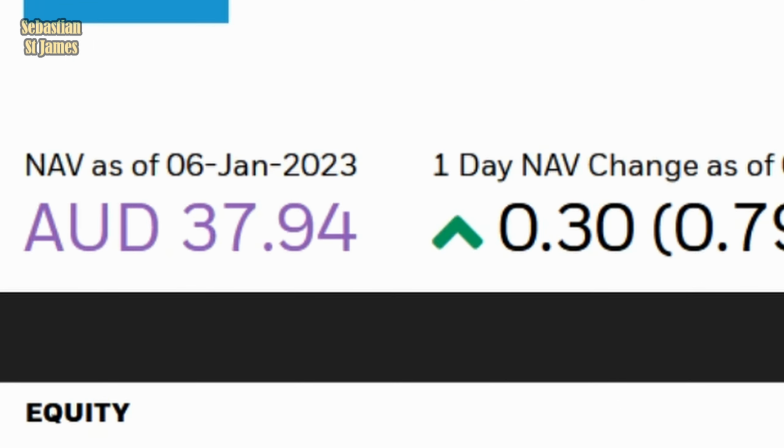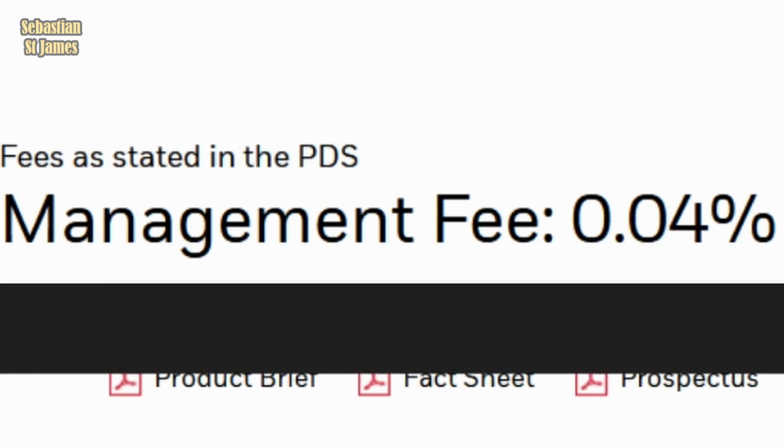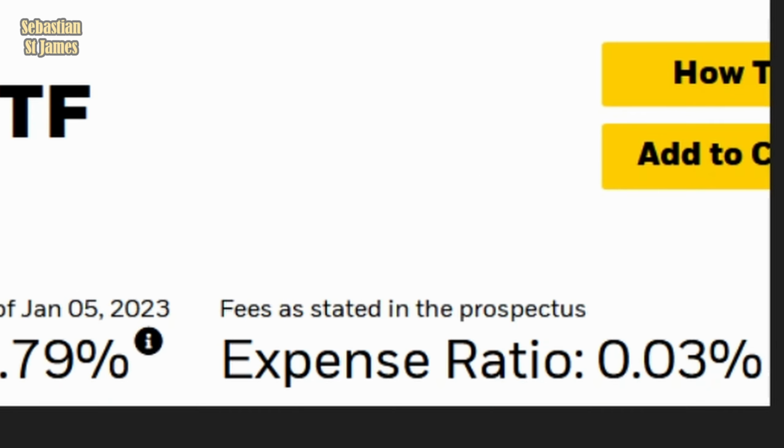The top one is Australian dollars, 37.94. The bottom one, we don't know. It's a mystery. It just says $389.85 of some mysterious country. On the top one, we have a management fee of 0.04%. On the bottom one, we have an expense ratio. I don't know why they've used different terms, but they have, for 0.03%, which presumably makes it cheaper.